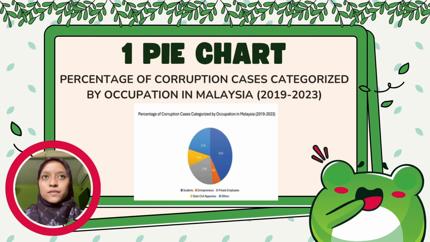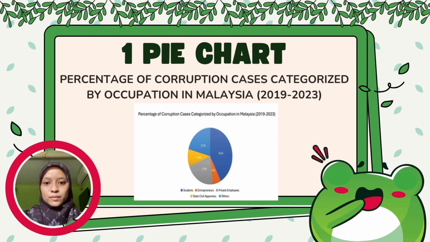For the students, 42%. The students comprise the largest proportion of those affected, accounting for 42% of the total cases. This significant representation suggested that young individuals were exposed to unethical practices at an early stage, particularly within the education system, where they may have encountered corruption in various forms such as academic dishonesty, favoritism, or systemic flaws.